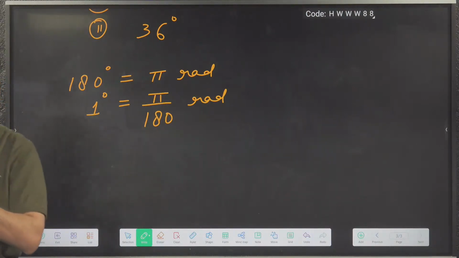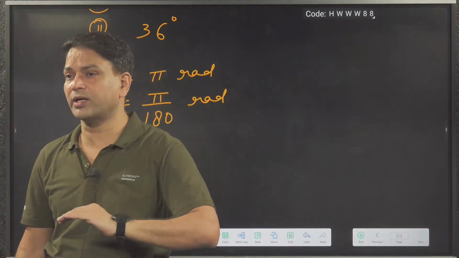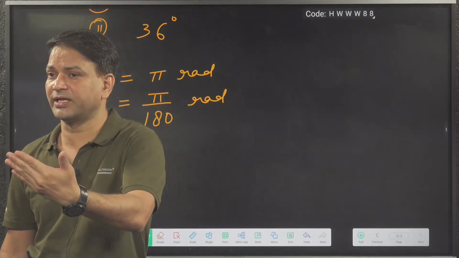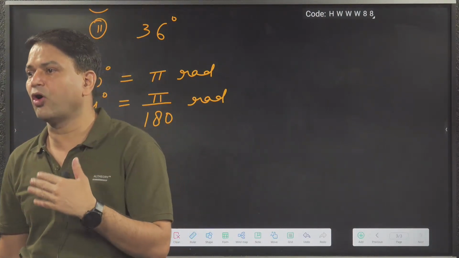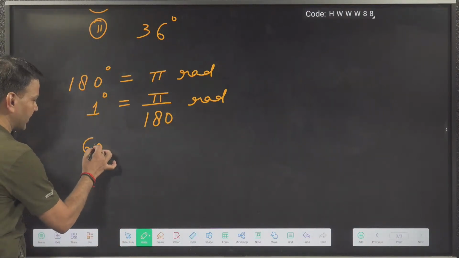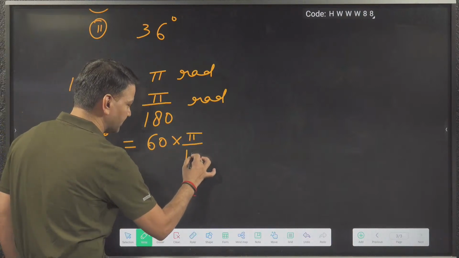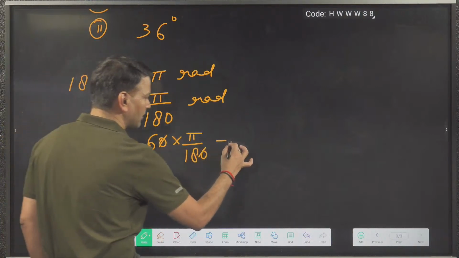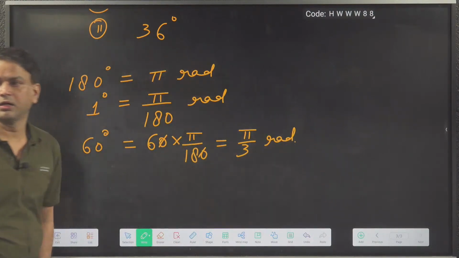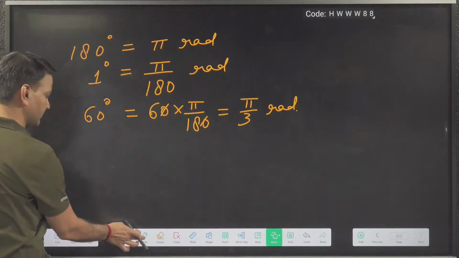Now for 1 degree I know, and I am asking for 60 degree. Now I know for 1 and I need for more, so we multiply. 60 degree is equal to 60 into pi by 180. Then what we got? Pi by 3 radian. Oh, did I give 60 or 120? 120 I gave.